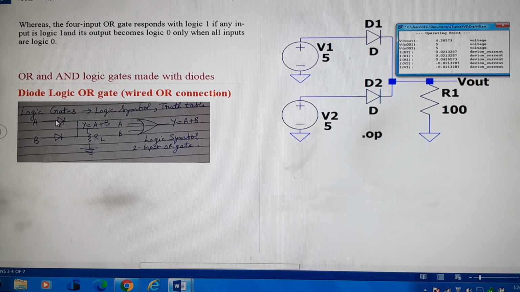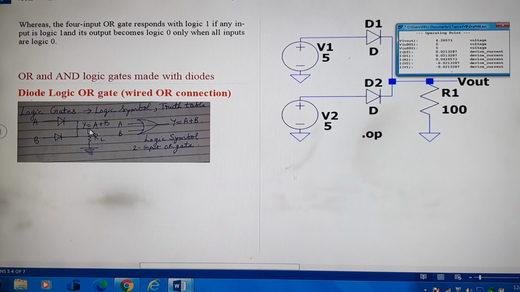So when the inputs are at 5 volts, one of the diodes or both the diodes will conduct. When logic 1 is applied to A, this diode will conduct. When logic 1 is applied to B, the lower diode will conduct. And when both are given logic 1, both the diodes will conduct. In all cases, the current will flow through one or both the diodes, and this current passes through the resistor and causes the appearance of a voltage across its terminals.